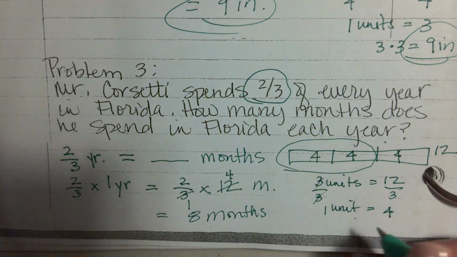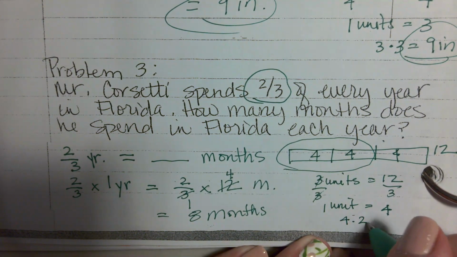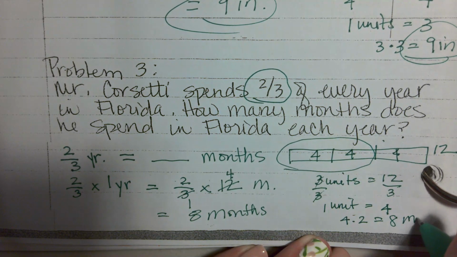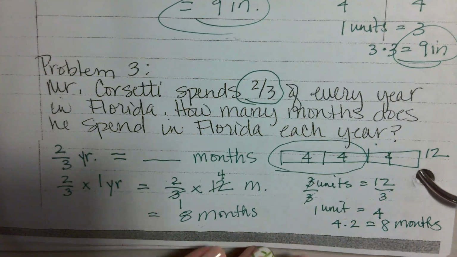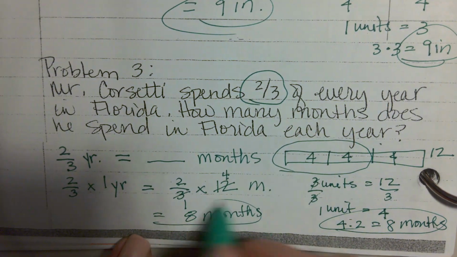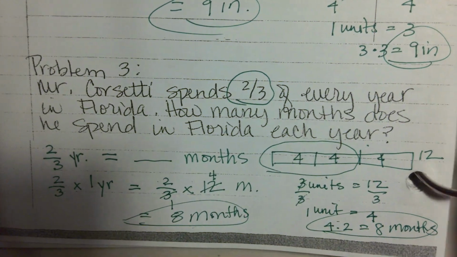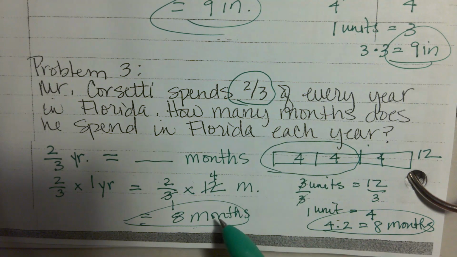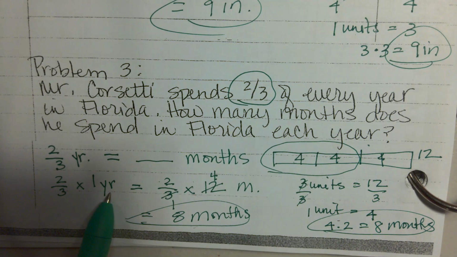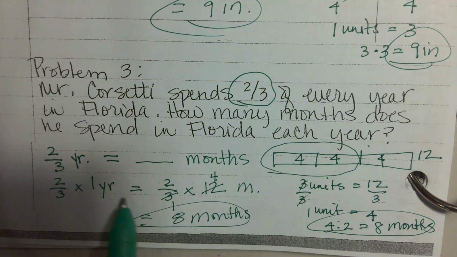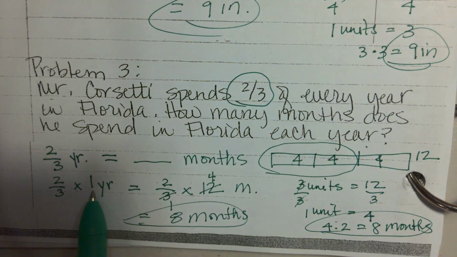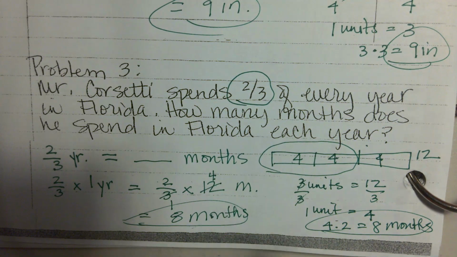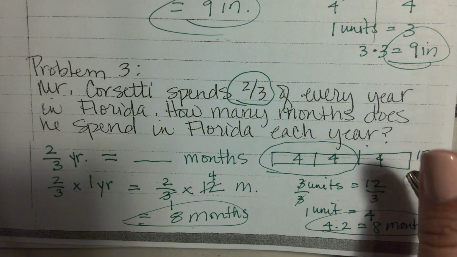So 4 times 2 equals 8 months. So do you see how you can do it 2 ways? If you need to see a picture, if you need to work that out, that's perfectly fine. If just taking the equation and moving it over and transforming that mystery number into the correct smaller units right here, that's the way to do it.